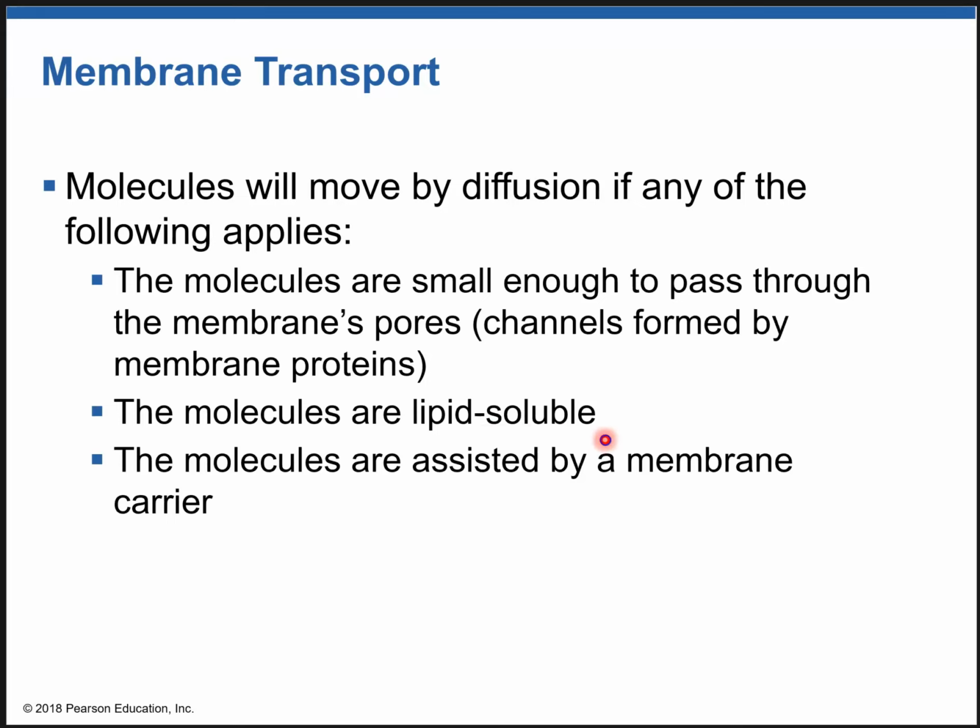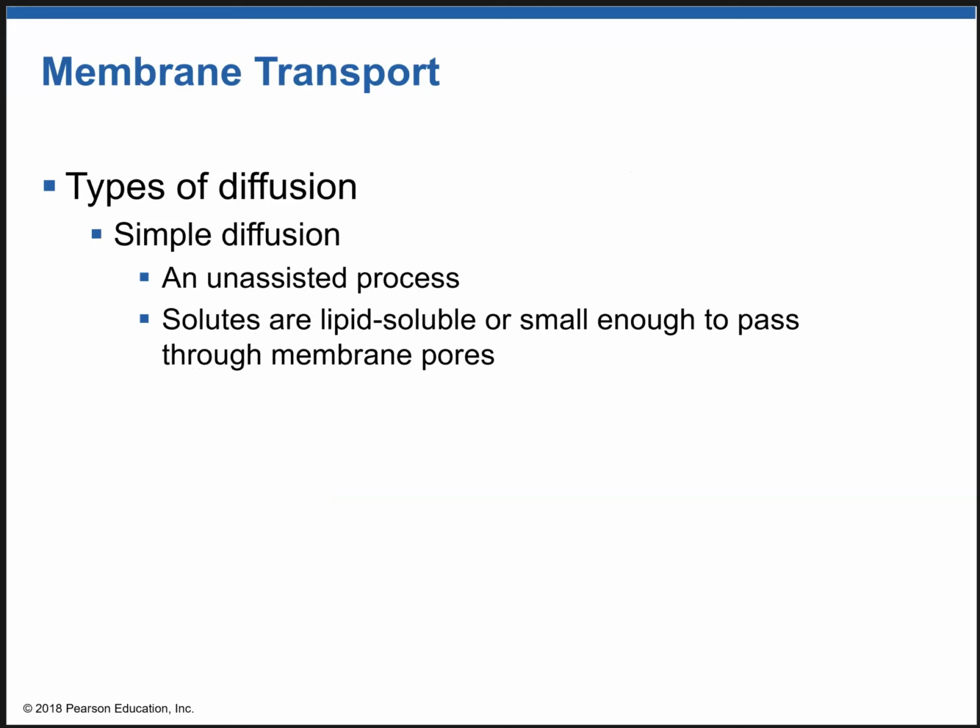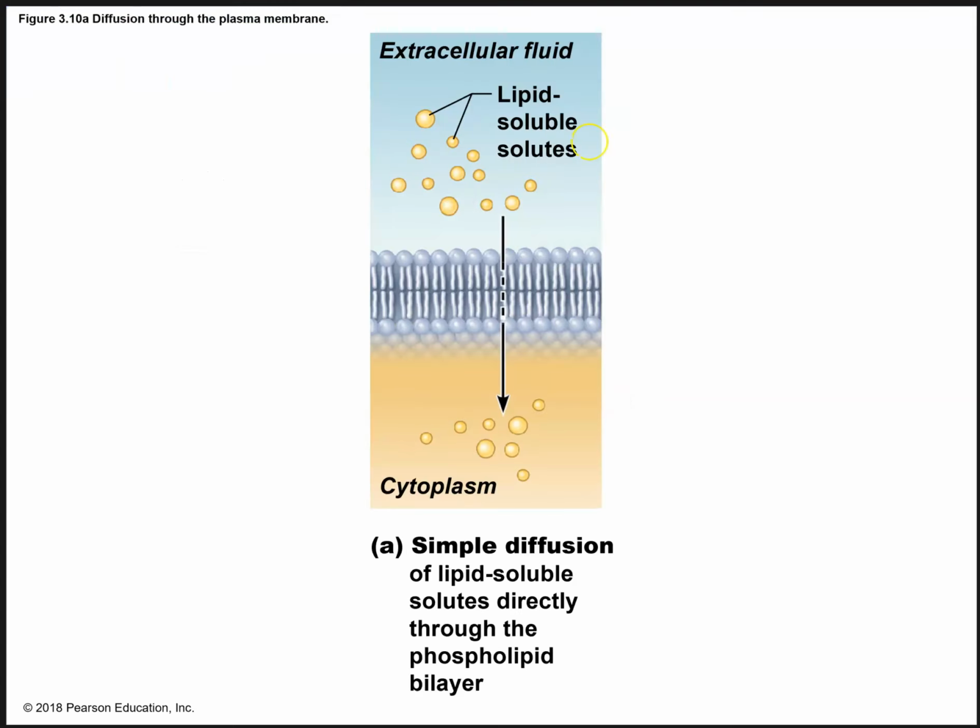Now, small lipid molecules are easily soluble because the lipid tail is nonpolar, so they can easily pass through if they are small enough. Molecules assisted by a membrane carrier can also pass through very easily. There are several types of diffusion. The first one is simple diffusion, which is an unassisted process. They can simply move in and out of the plasma membrane, for example, lipid-soluble solutes. Simple diffusion again does not require ATP. Lipid molecules that are small enough are just going to sneak through the phospholipid bilayer and enter the cytoplasm.